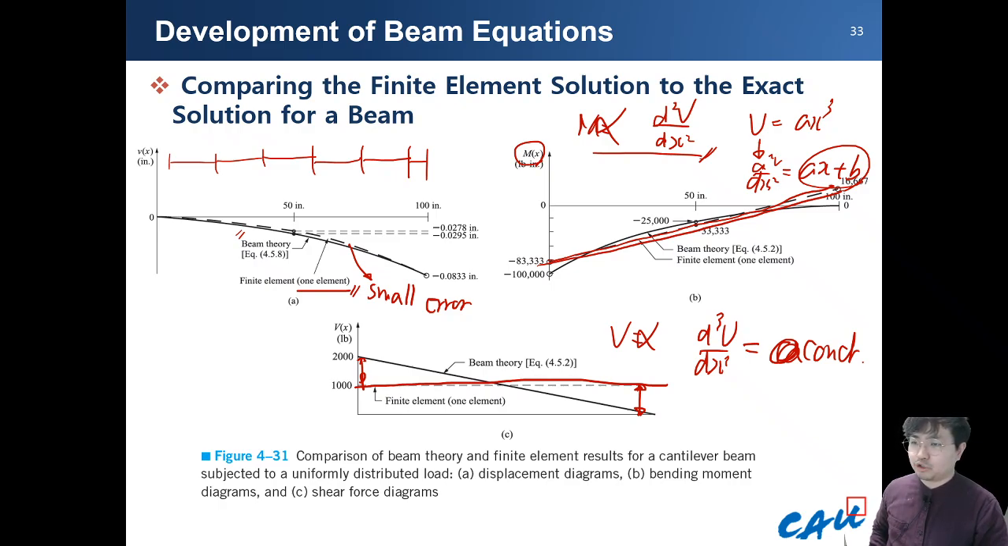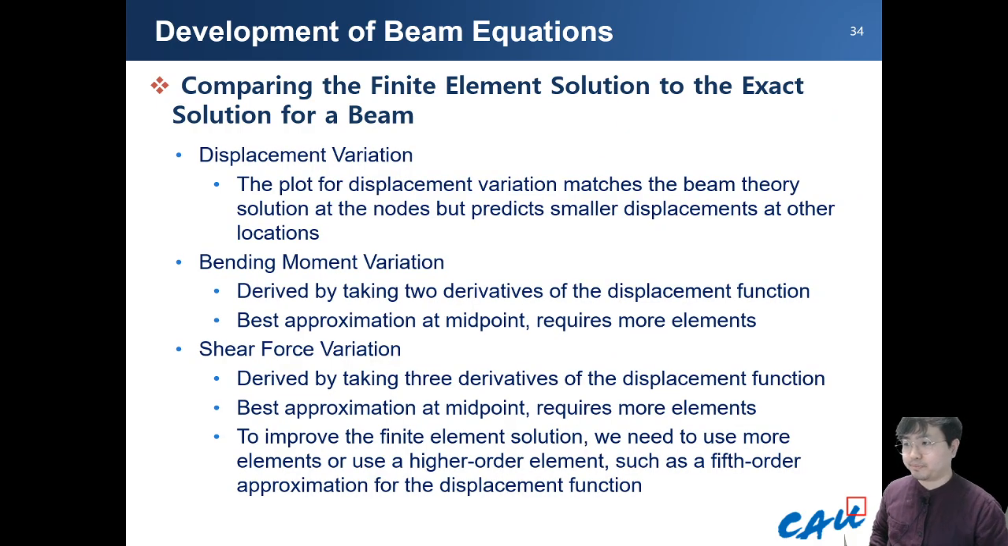However, you should check that in beam theory, displacement is more exact. However, momentum error is larger than displacement error, and then vertical shear forces will have more error than momentum and displacement. You should memorize this one.